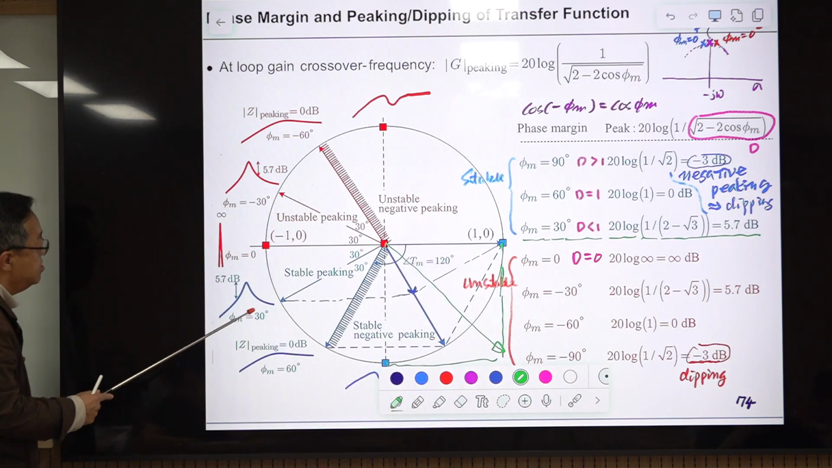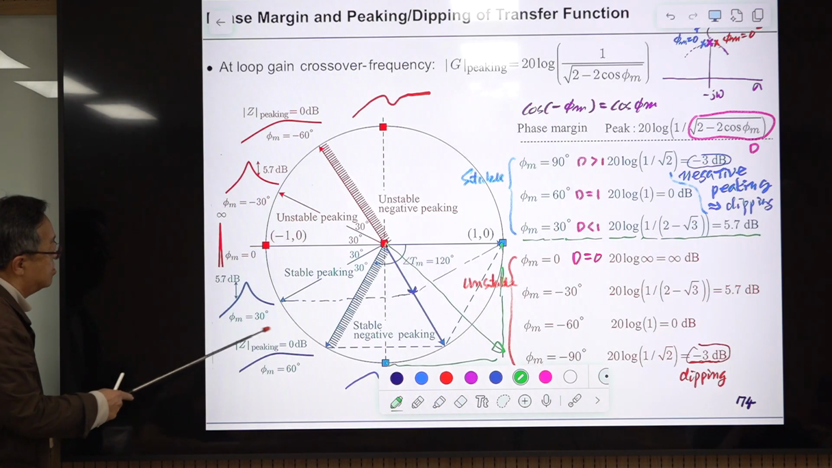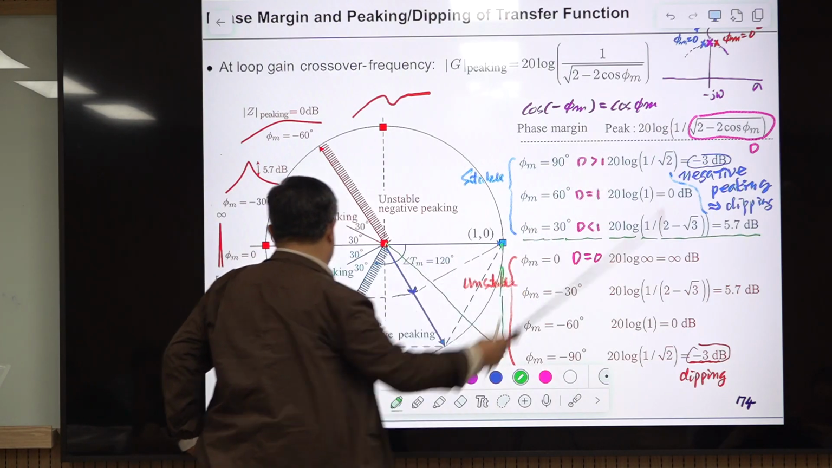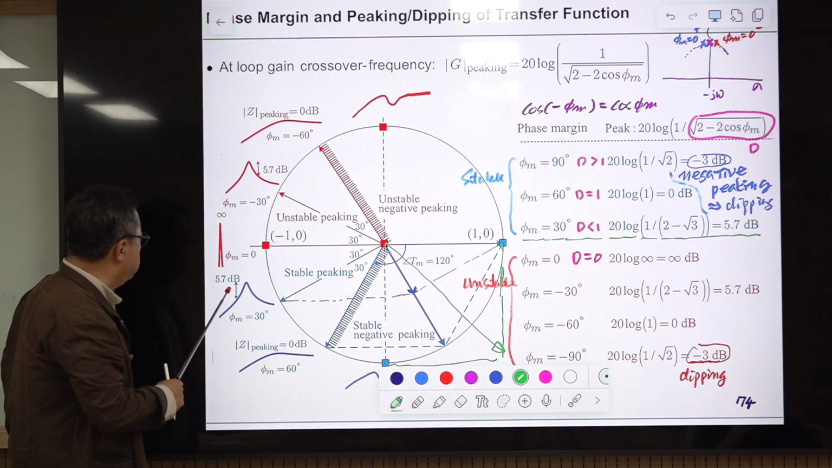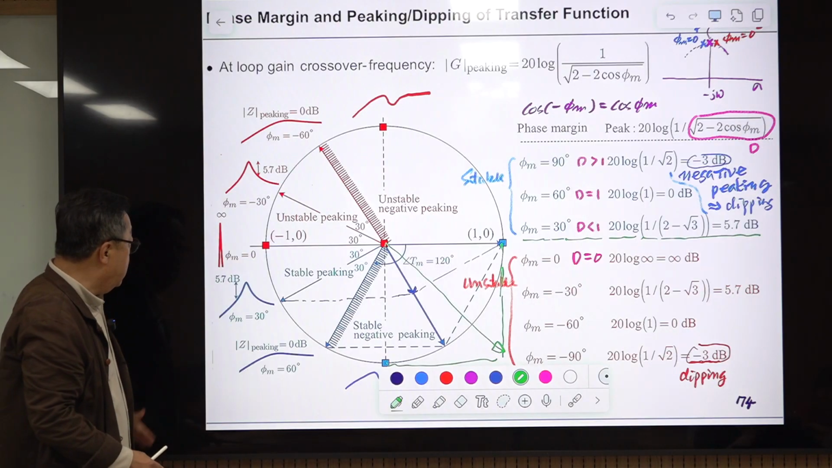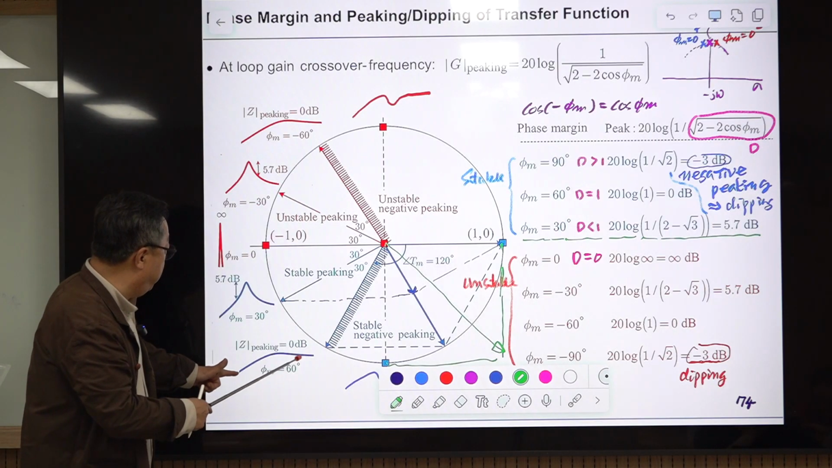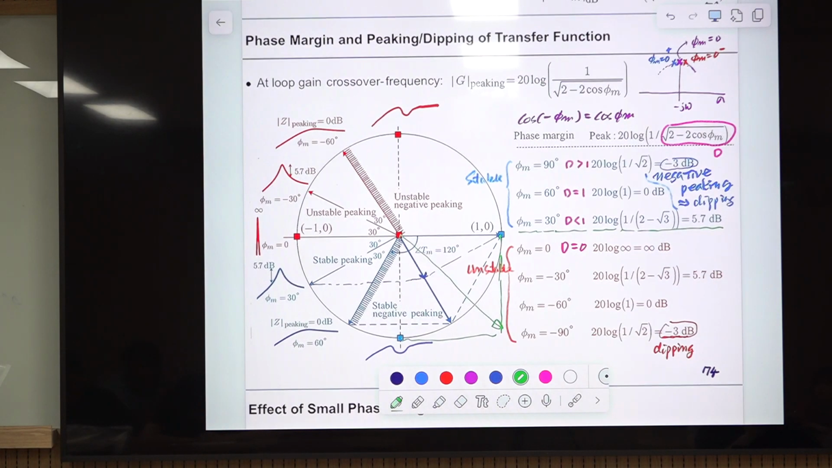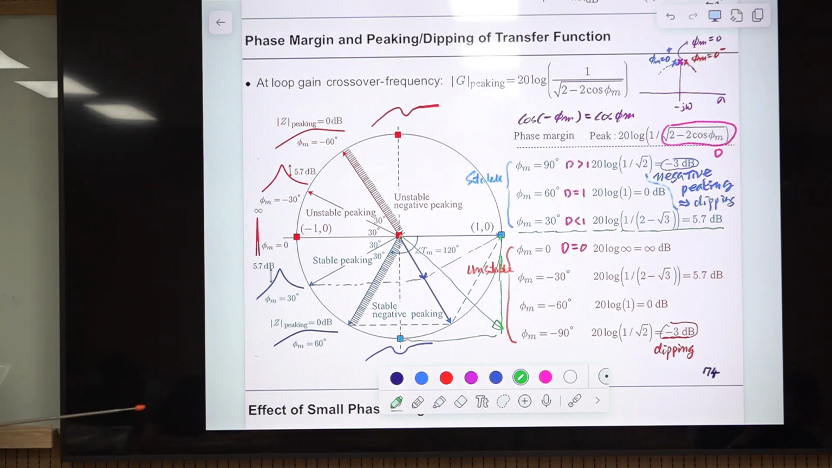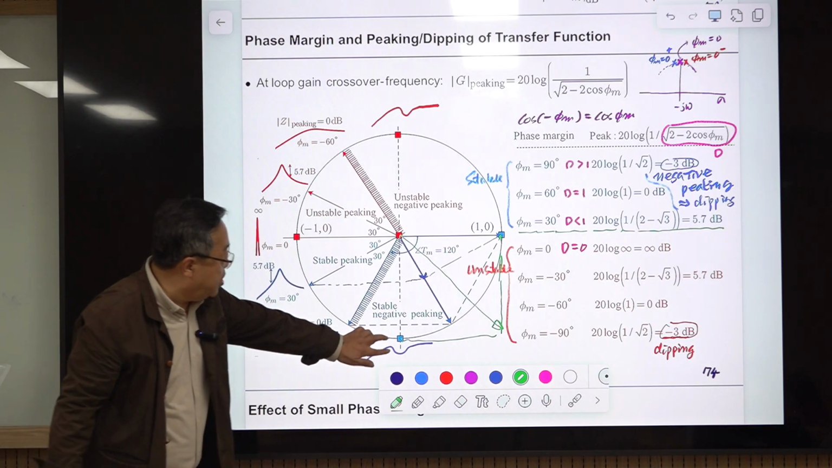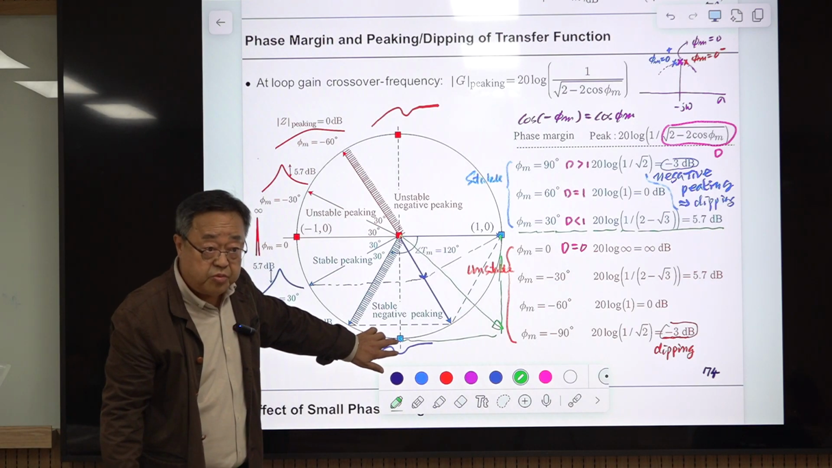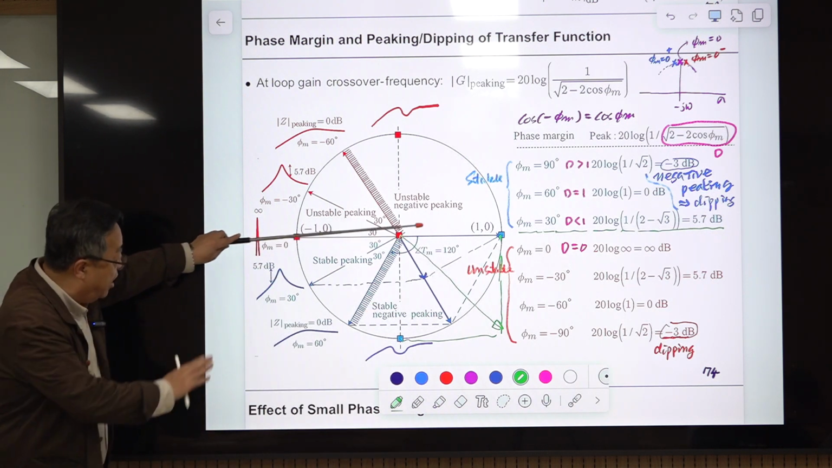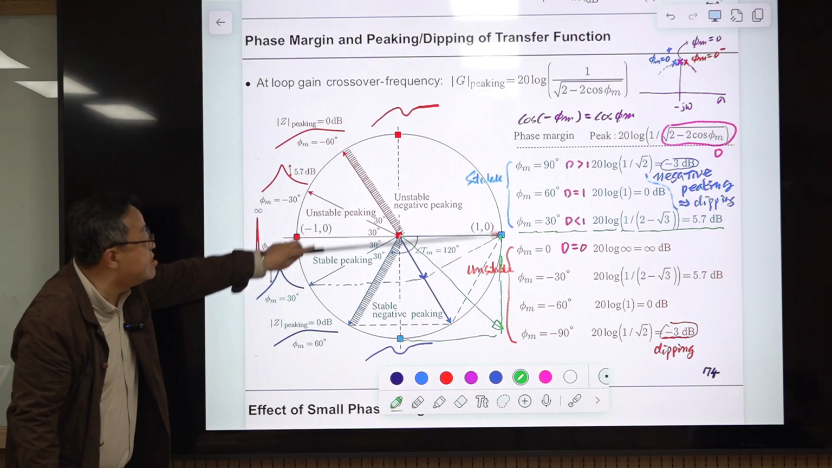So here is a case. For this case, with this 30-degree phase margin, you can evaluate the length or you calculate this. Then there is a 5.7 dB peaking, okay? And in here, with the 60-degree phase margin, there is no peaking. And in this one, with the 90-degree phase margin, this is the dipping. Maybe this should be 3 dB. Depth should be 3 dB, okay? This is for the positive case. No. Stable case. This is a stable case, okay?